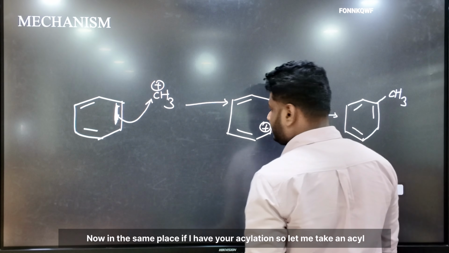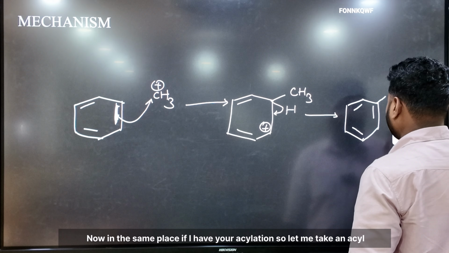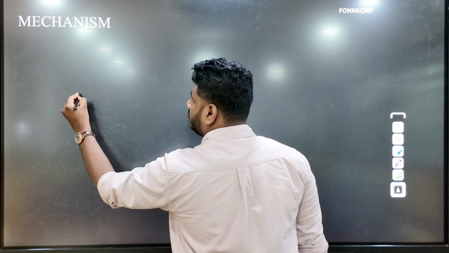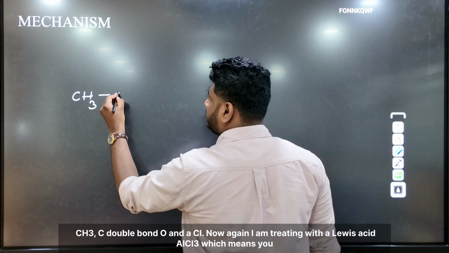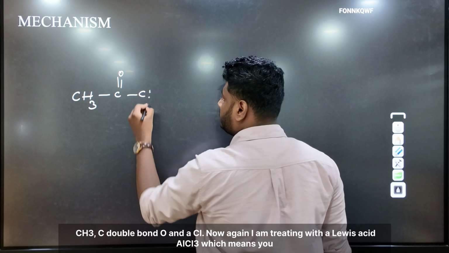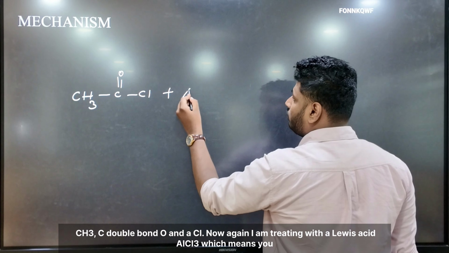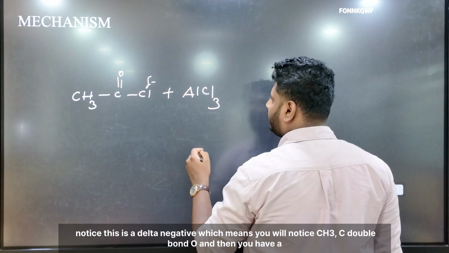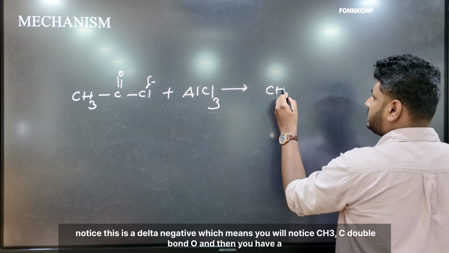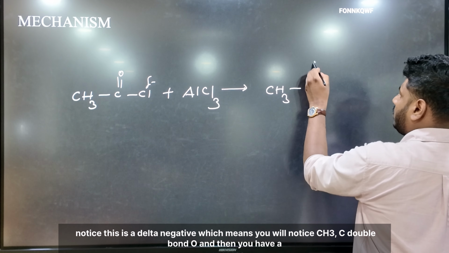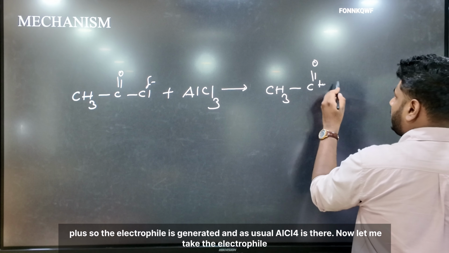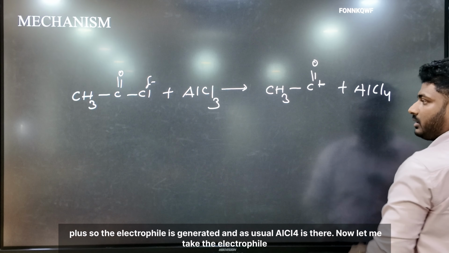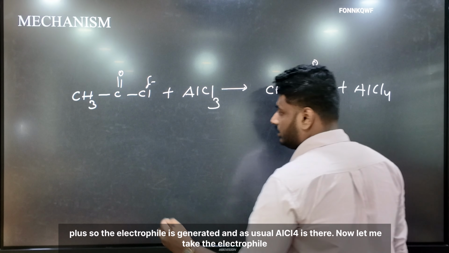Now in the same place, if I have your acylation, so let me take an acyl, CH3, C double bond O and a Cl. Now again I am treating with a Lewis acid, AlCl3, which means you notice this is a delta negative, which means you will notice CH3, C double bond O, and then you have a plus. So the electrophile is generated, and as usual AlCl4 is there.